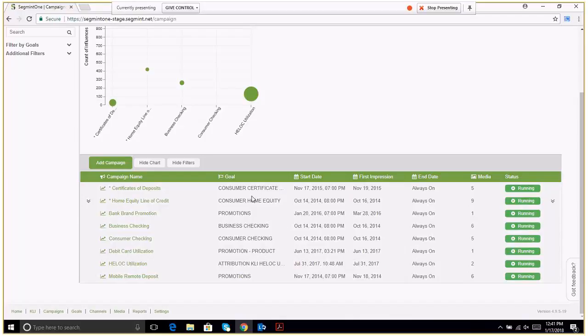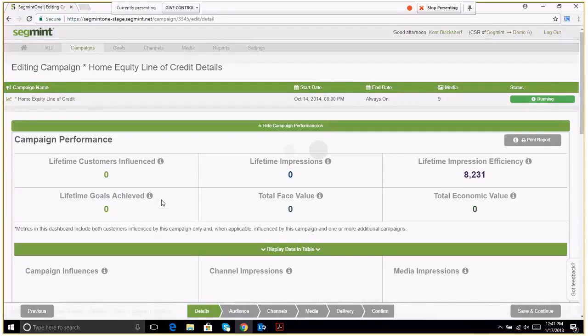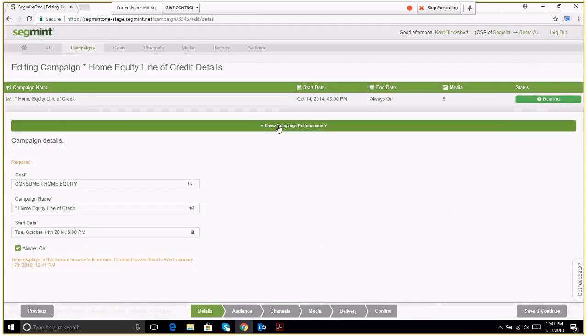You see the start date, you see the end date is listed as always on, and you see the status of the campaign. In the interest of time, I'm going to jump into an existing campaign to show you what the process looks like, and I'll show you some of the metrics around it. What you're looking at now is where the institution would start their campaign. They would select the goal from this drop-down menu, which would be preloaded with their strategic initiatives.